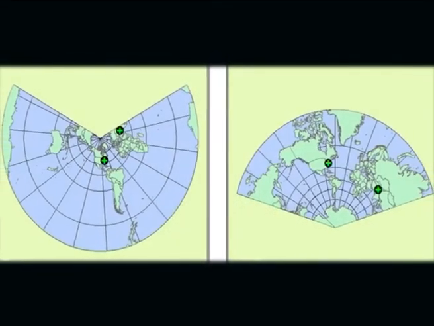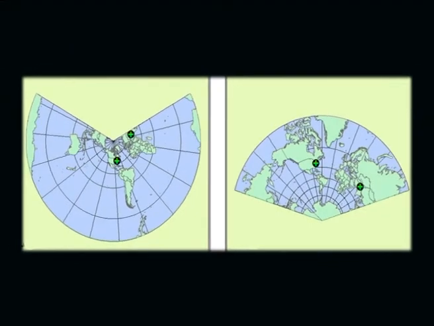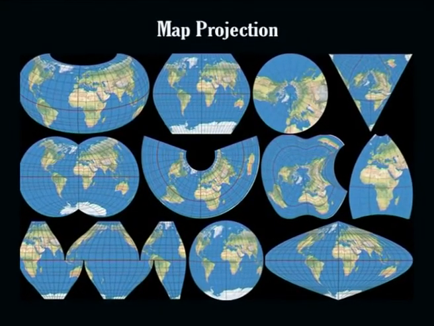Map projections can be constructed to preserve at least one of these properties. Each projection preserves only one of these properties because many purposes exist for maps. Many projections have been created to suit those purposes.